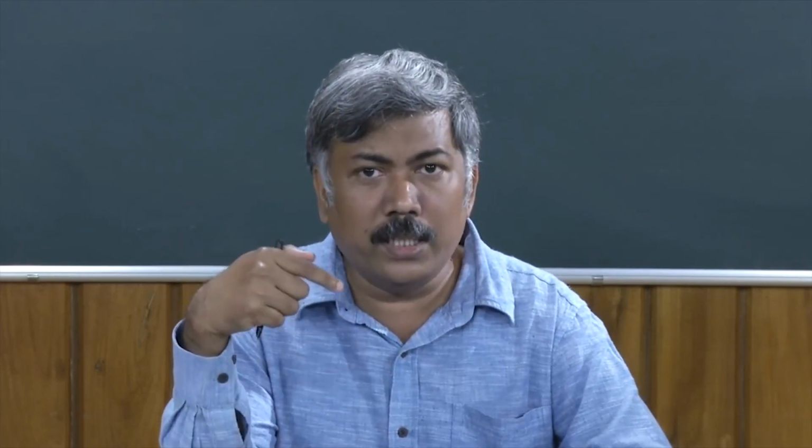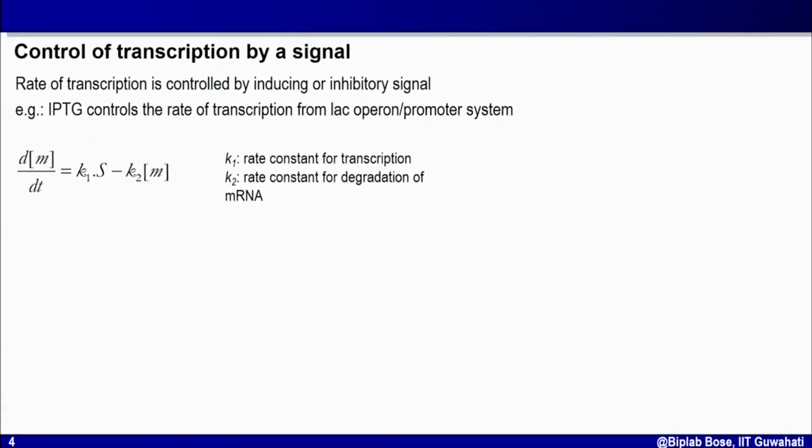For an inhibitory signal, it will also control the rate of synthesis of the mRNA. So that means I have to incorporate this signal into the ODE for the mRNA. For example, I have written here a very common thing: you add IPTG in your bacterial culture where the bacteria is carrying a plasmid having a lac operon and controlling the expression of a gene. So you vary the concentration of IPTG and the amount of the gene transcribed changes.